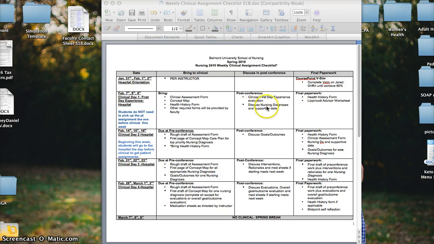We're also going to be discussing nursing diagnosis and supportive data. So you will also see that their final paperwork, just to review, is a health history form if they get the opportunity to do it. Remember, they have to do at least 3 satisfactories, and a Lippincott advisor worksheet. I have attached the answer key to this Lippincott advisor worksheet. However, you are not grading it or giving feedback on it. I just attached the key in case they have questions.